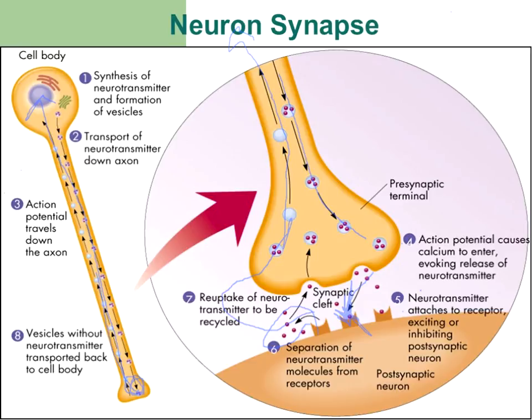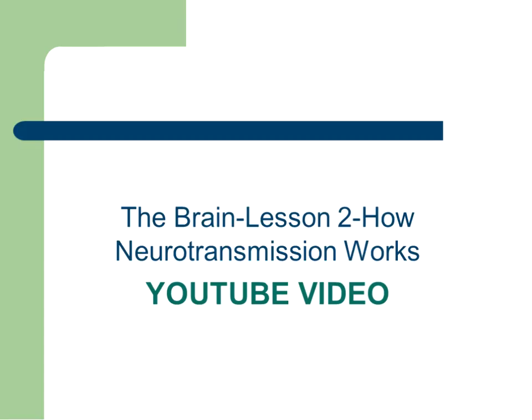And then what you see in step 8 is those vesicles without neurotransmitters are transported back to the cell body. But some of those neurotransmitters are going to go right back into those terminal bouton vesicles, where they are stored again to be used again. Then those vesicles that don't have neurotransmitters are going to go right on back to the cell body, where they're going to be repackaged and sent back down again. So if that makes sense, that's the way it kind of works.